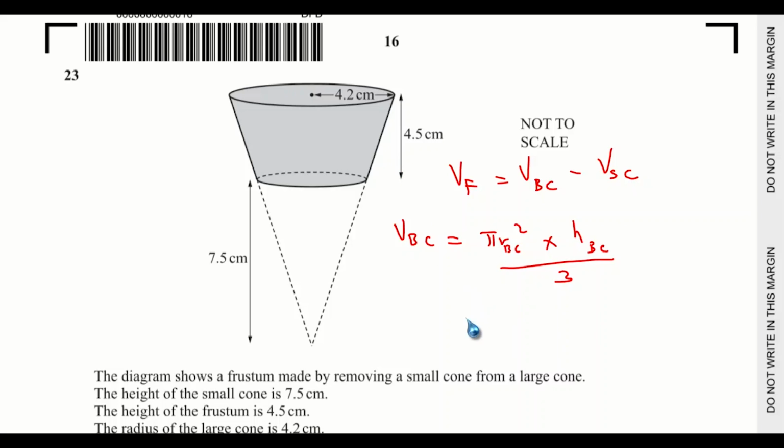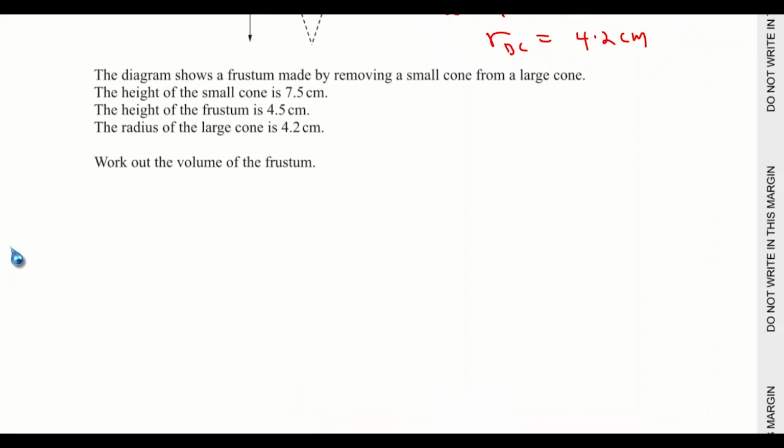So the height of the bigger cone equals the height of the frustum plus the height of the smaller cone. So that would be 4.5 plus 7.5. So this equals 12 centimeters. And we know that the radius of the bigger cone is given as 4.2 centimeters. Fine. So now I can do the working in here.